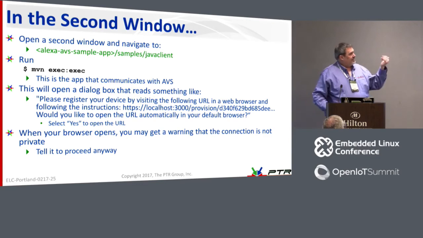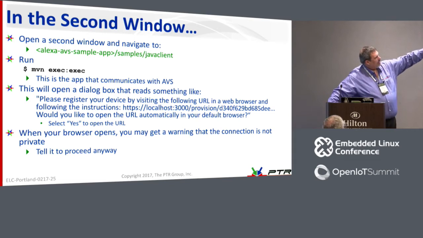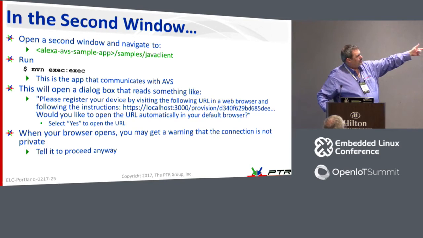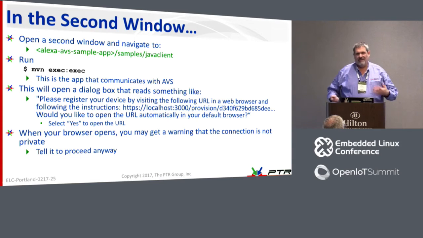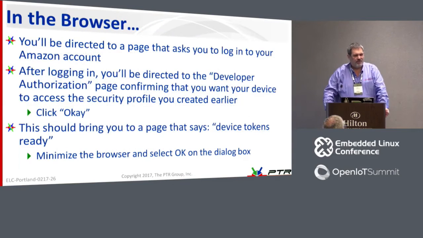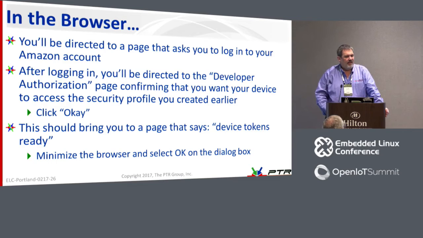So in the second window, this is where we're running our application. So this is the Java client implementation. So it'll then open up that box that says, please register your device by visiting the following URL. And then it has instructions in there for provisioning the device. Then once your browser opens, you're going to get a warning that the connection isn't private. And of course, you have to make your decision as to whether or not you're going to allow that to happen. In the page you get directed to, you're going to log into your Amazon account.